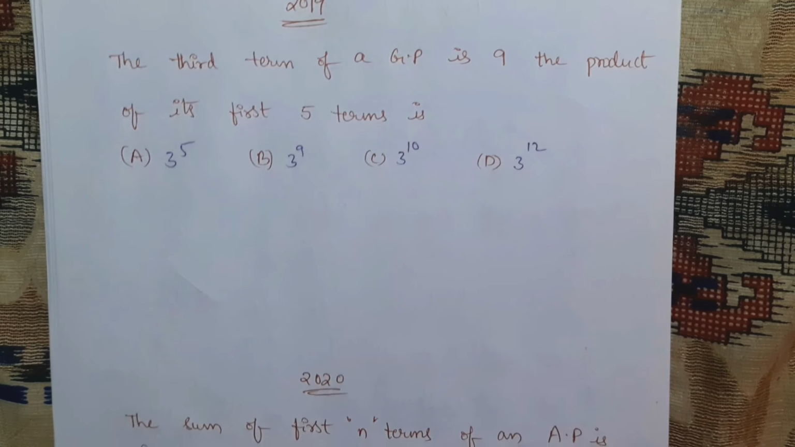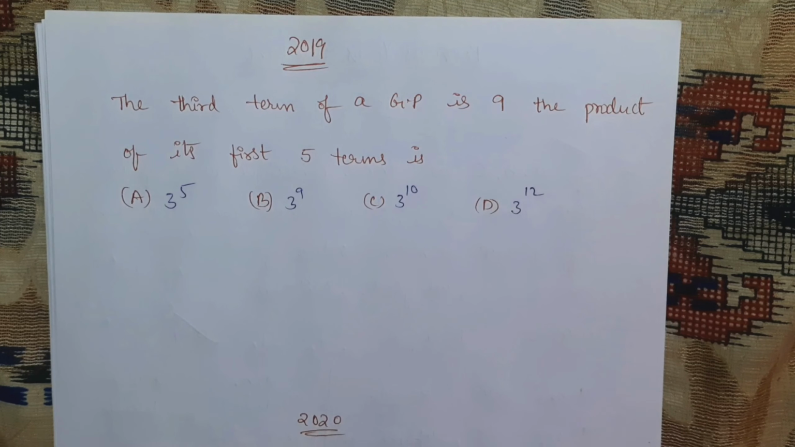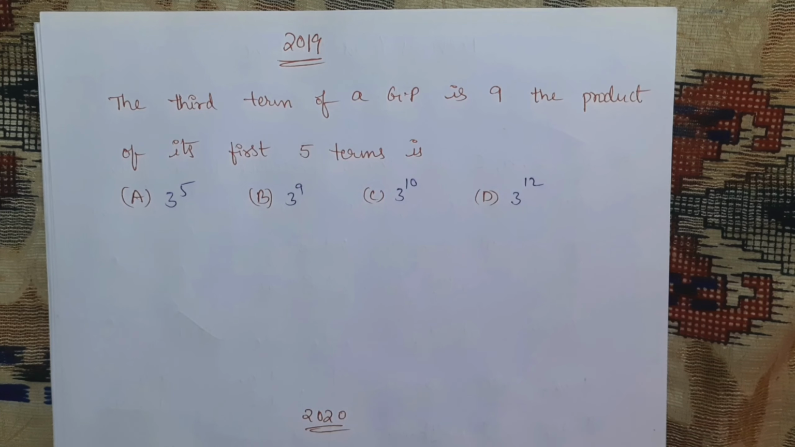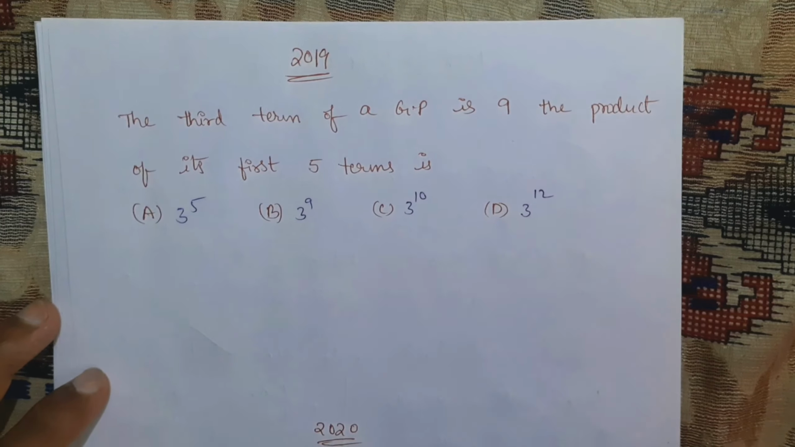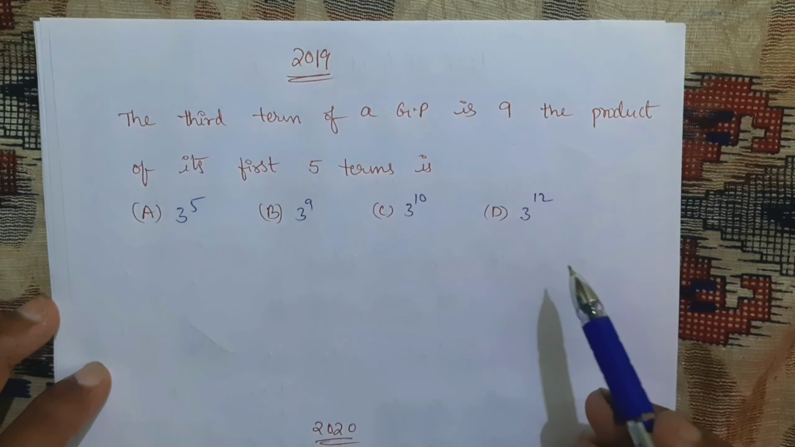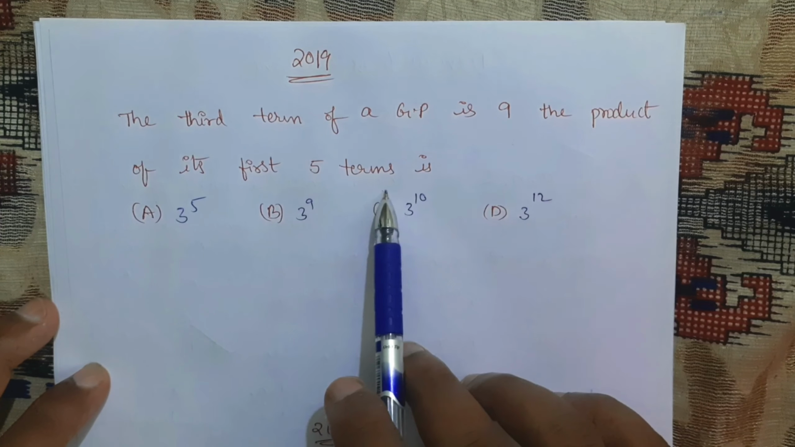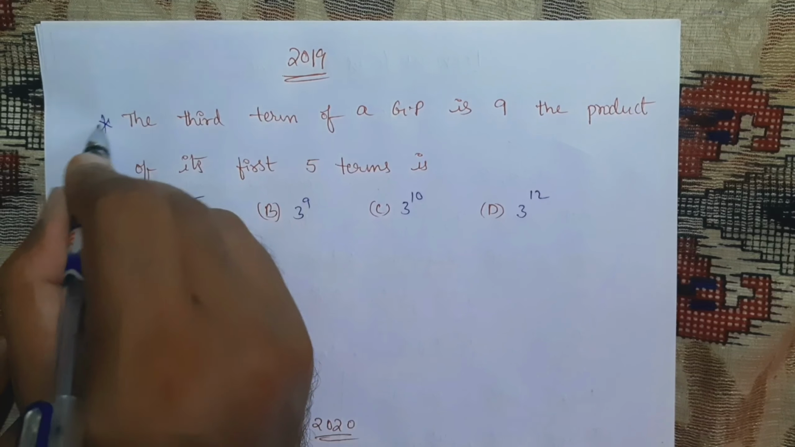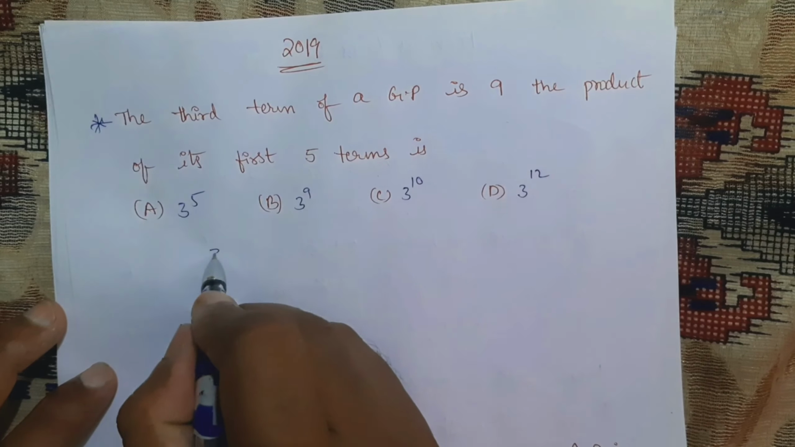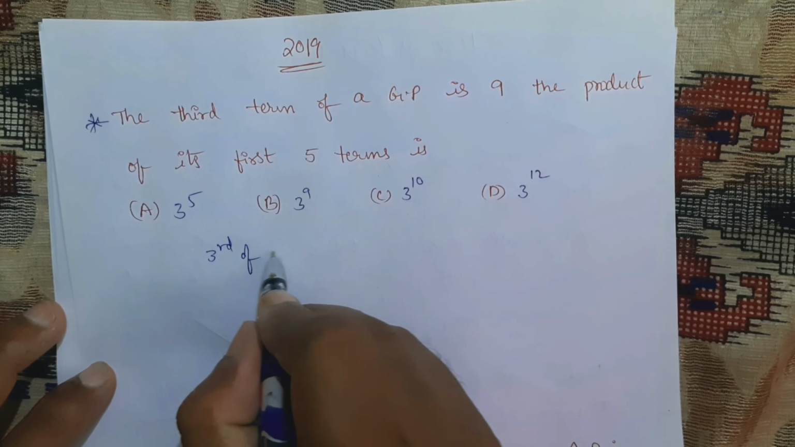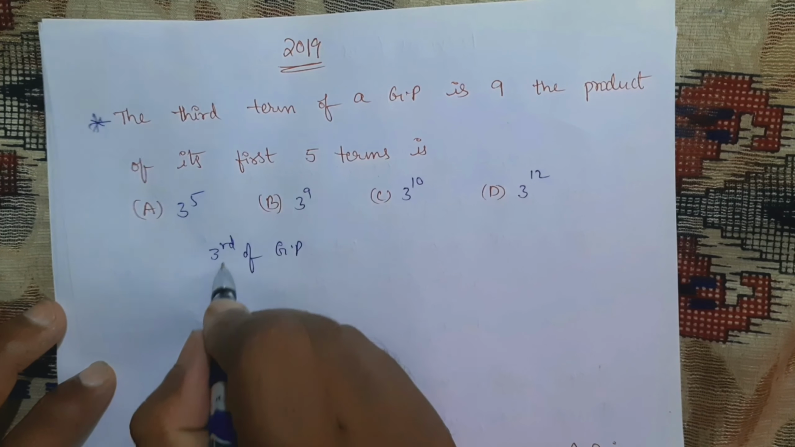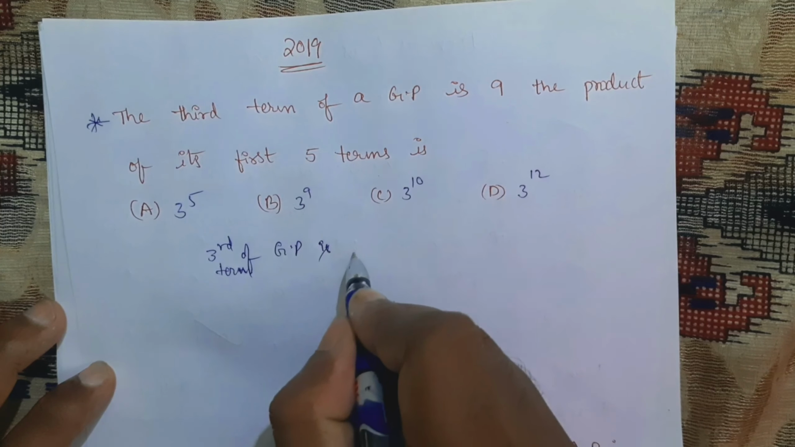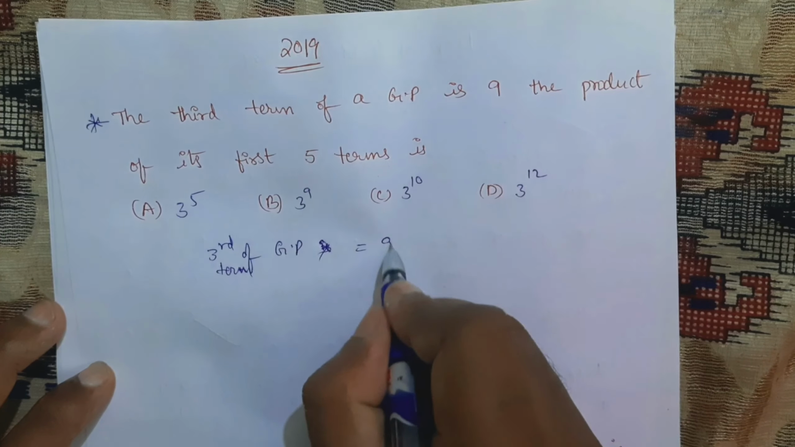Next, 2019th question. The third term of a GP is 9. The product of its first 5 terms is, product of its first 5 terms. We don't know what are the terms, then how we can find the first 5 terms? If they given like that, we need to use the given condition. What is the condition? Third term of GP is equal to 9, they are given.